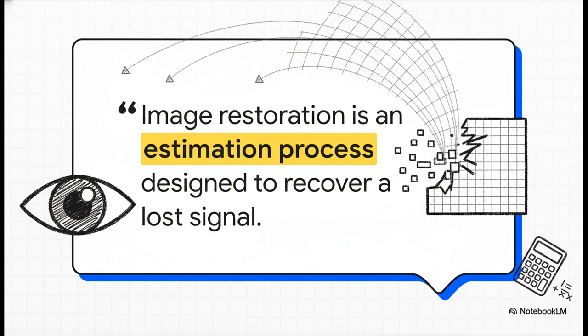Now, it's super important to get this straight. This isn't about slapping on an Instagram filter to make a photo look prettier. That's called image enhancement, and it's totally subjective. What we're talking about is image restoration. It's objective. It's a serious estimation process using math to recover the signal that was actually lost. We're trying to find what was really there.